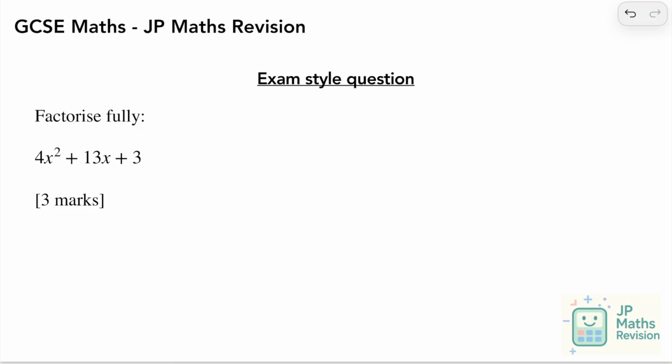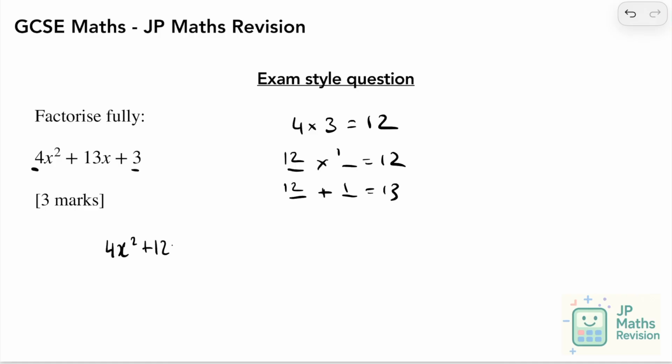So here's a typical exam style question on this topic. We could get asked to factorise 4x squared plus 13x plus 3, and that's worth 3 marks. So if you know the method, again, there's no reason why you shouldn't get these 3 marks. So step 1 is to multiply the first and the last coefficients by each other. So we've got 4 times 3, which is 12. Then we need to think of two numbers that multiply to make 12 and add to make 13. So in this case, I'm going to do 12 and 1. So then we're going to write it as 4x squared plus 12x plus 1x plus 3.